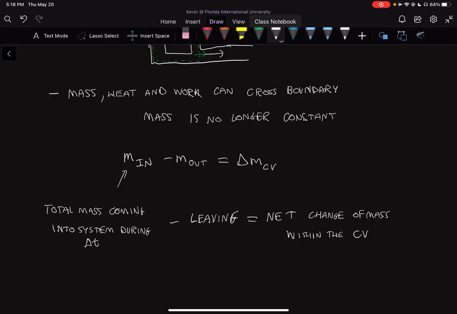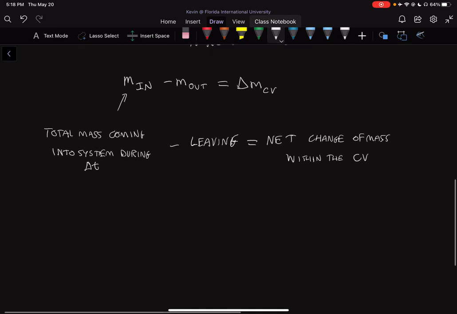Okay, and we can rewrite this in rate form. So m dot is defined as mass flow rate, and what mass flow rate is just dm over dt, or the change in mass, delta mass, over the change in time. Okay, whichever version you have to use.